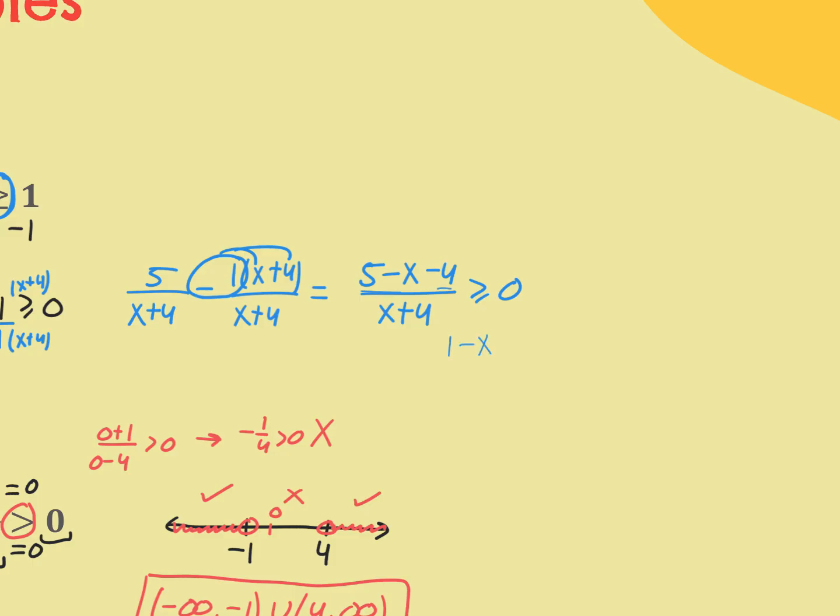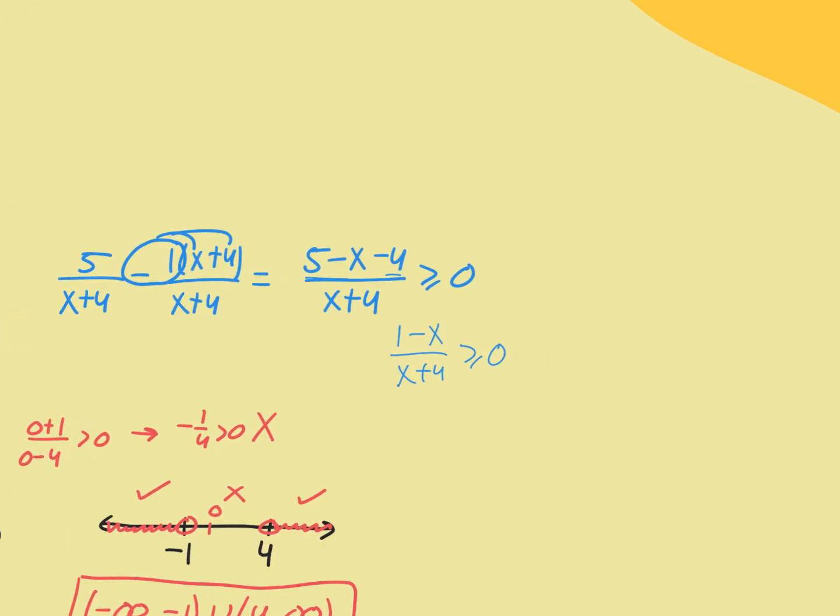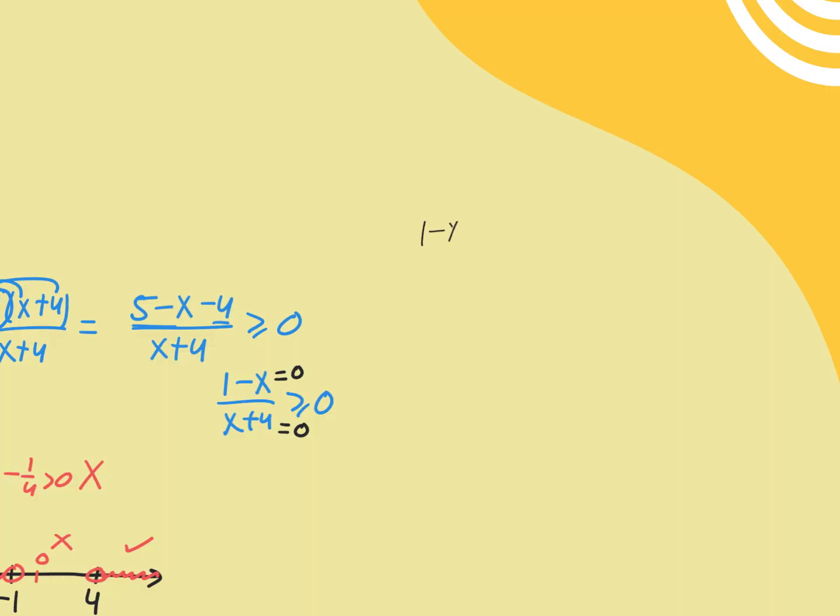So I have (1 minus x) over (x plus 4) is greater than or equal to 0. All right, now that I have one fraction and I have 0 on the other side, I can set the top and the bottom equal to 0. So then I'm going to get 1 minus x equals 0, and I'm going to get x plus 4 equals 0. So I get x equals negative 4 as a key point, and then I get x equals 1 as another one.